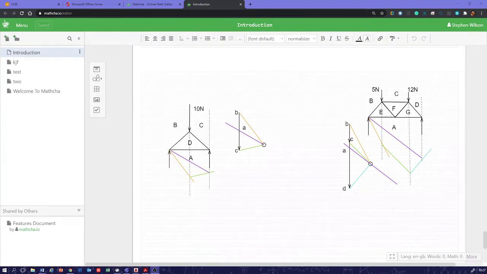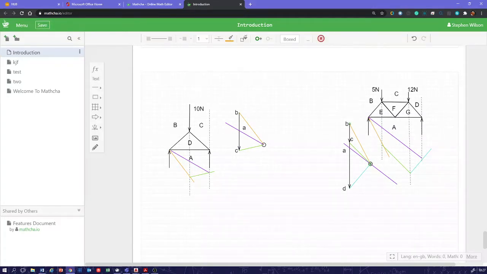Okay, so we're going to continue our video of what to do once we've completed our funicular polygons. Now I'm going to move from MathChat and transfer over to AutoCAD, just because it lets us do dimensions. There's no way in MathChat to, for example, find out the length of a line.